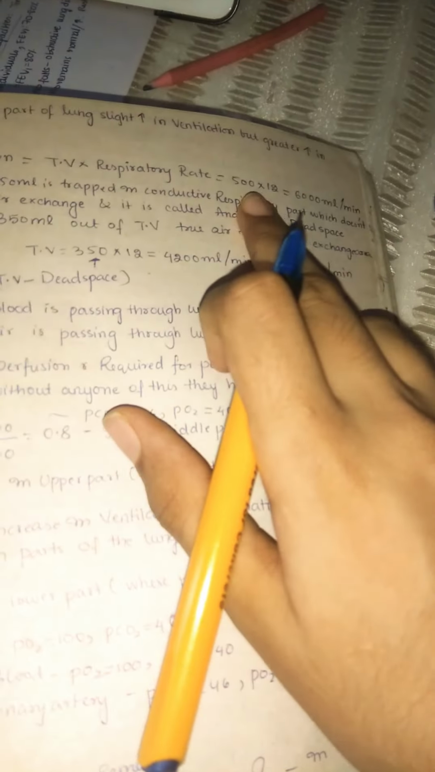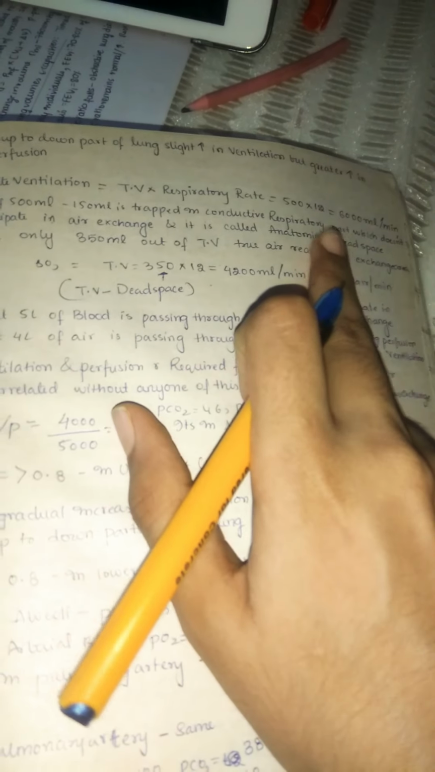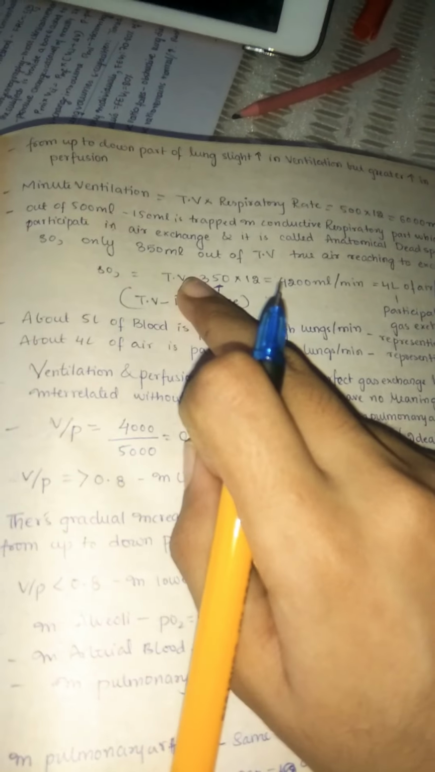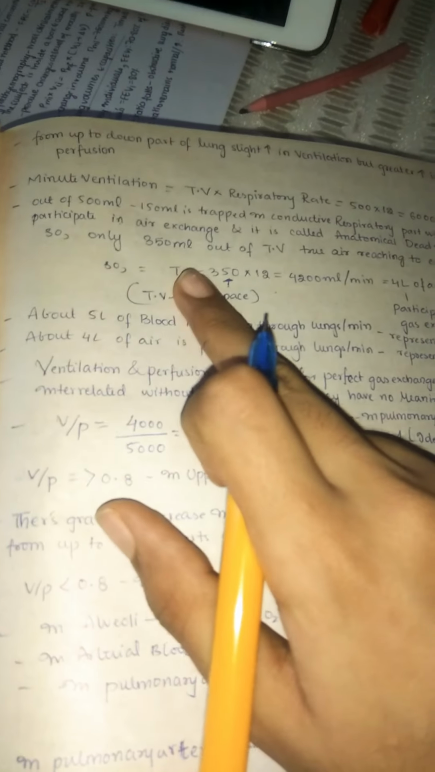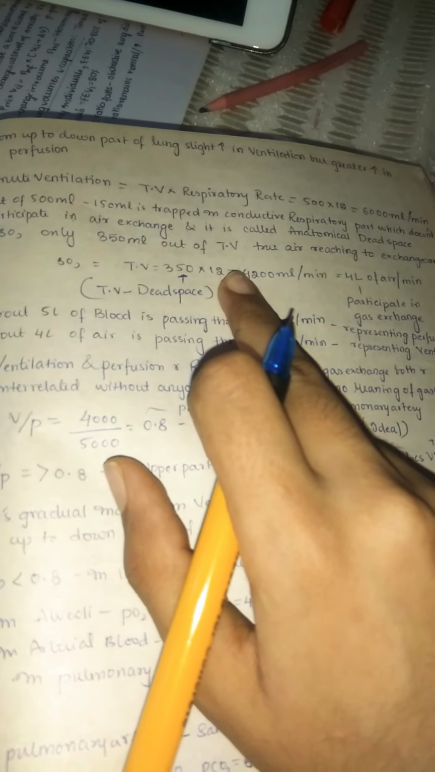So minute ventilation. The minute ventilation formula is tidal volume into respiratory rate. We already discussed this in our ventilation chapter. So 500 into 12 gives you 6000 milliliters per minute. Out of 500 ml, 150 ml is trapped in the conductive parts, which don't participate in air exchange. This is called the anatomical dead space. So only 350 ml of the total tidal volume is the true air reaching the exchange area.